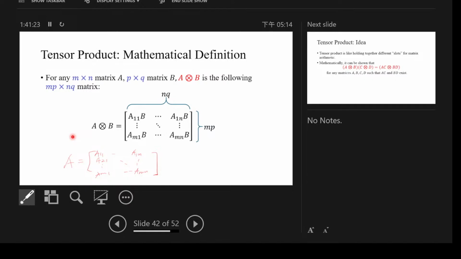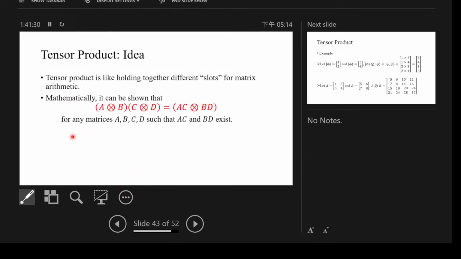Okay, and if you just want the definition, then this slide has everything. But obviously there are a lot of ideas associated with this tensor product. Okay? So the idea of a tensor product is like holding different slots for matrix arithmetic. And what we mean is that we have this nice property from the definition of the tensor product.